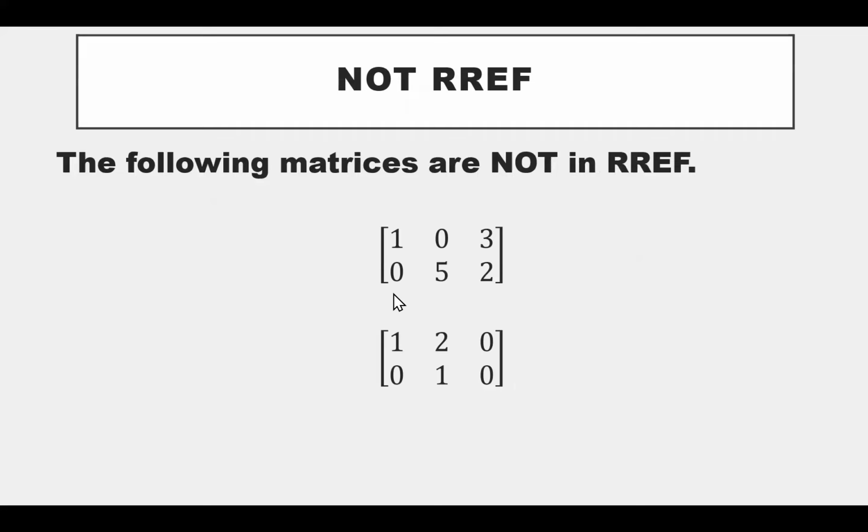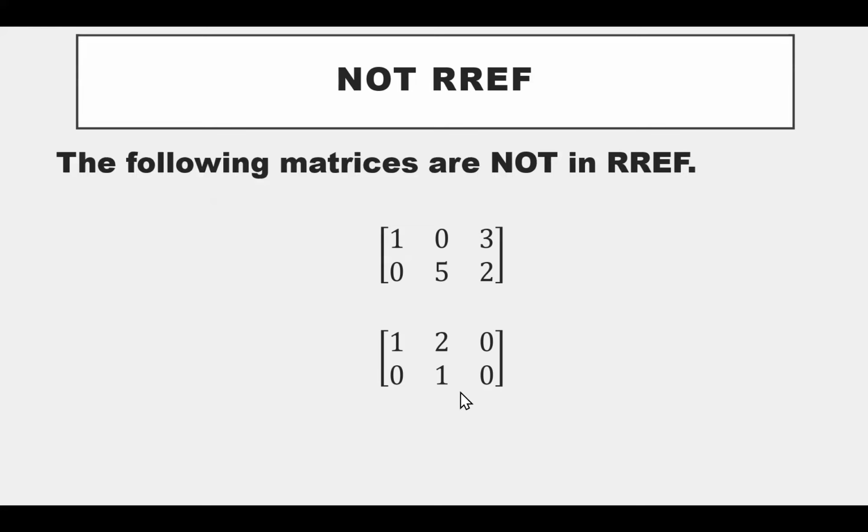Now, these 2 matrices are not in row-reduced echelon form. I have a pivot position here at the 1 spot, this upper left-hand spot. As you move down and to the right, this 5 should be a pivot position, but the numerical value is a 5 instead of a 1. So that's not an RREF yet.